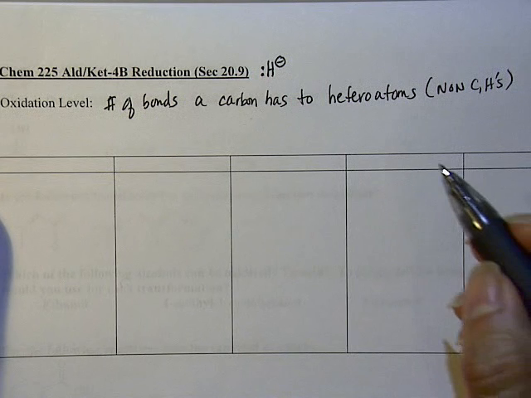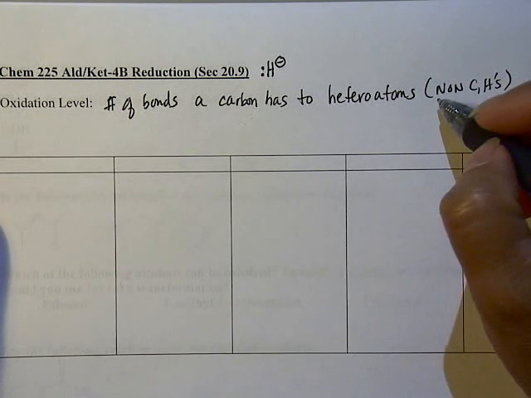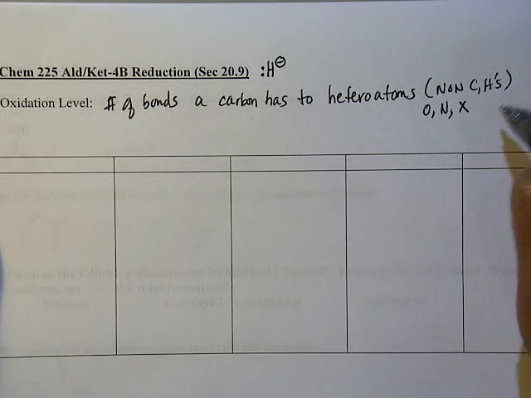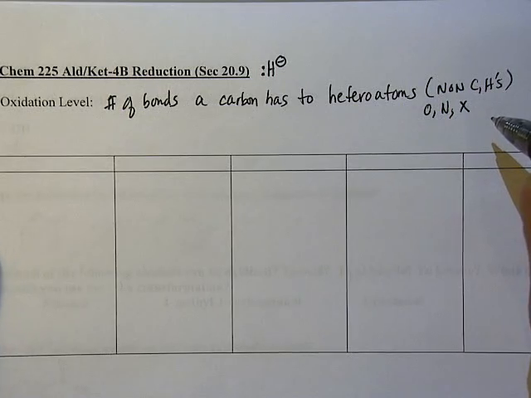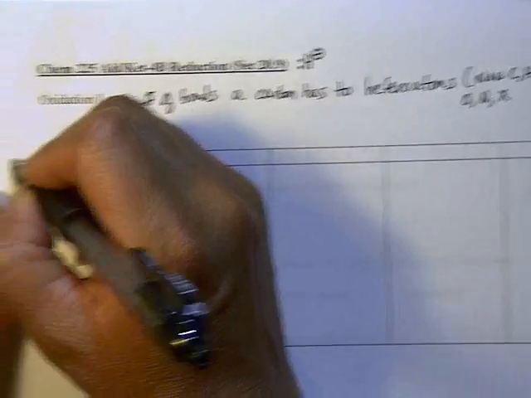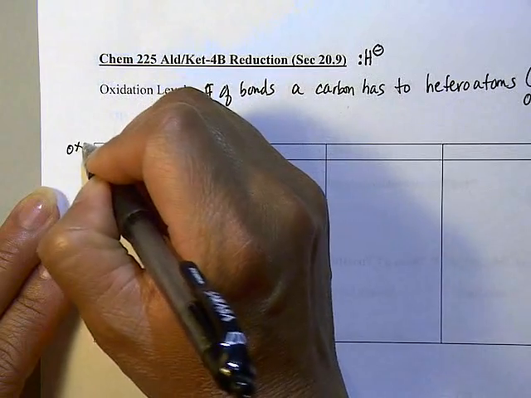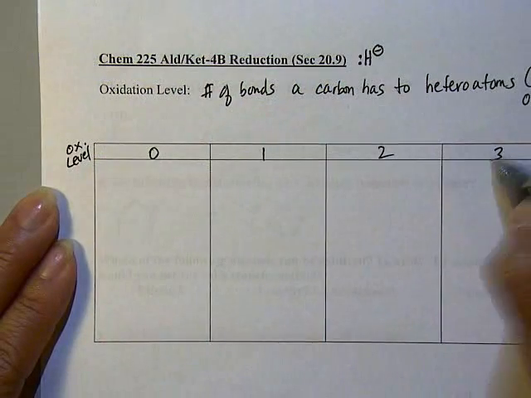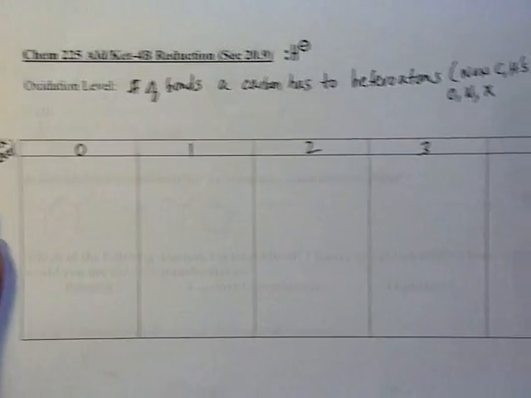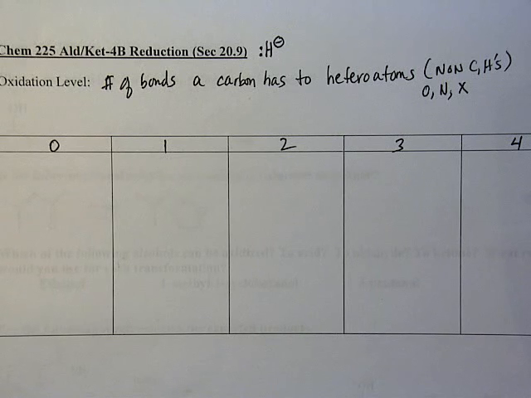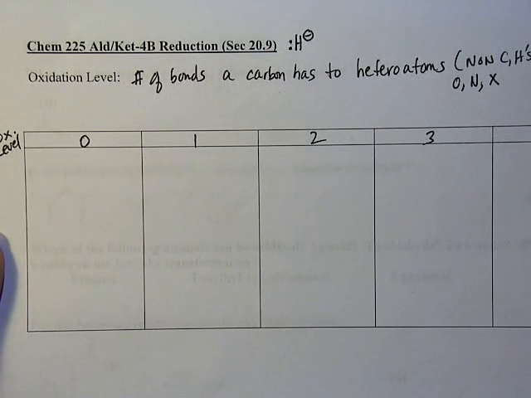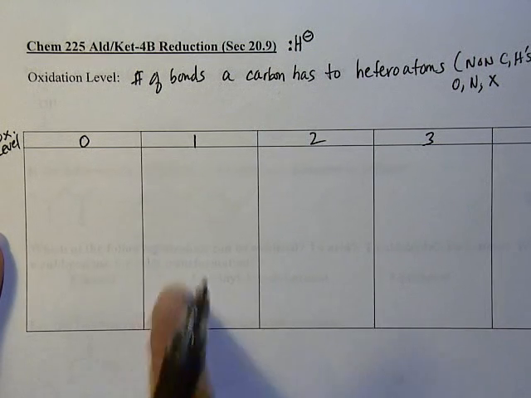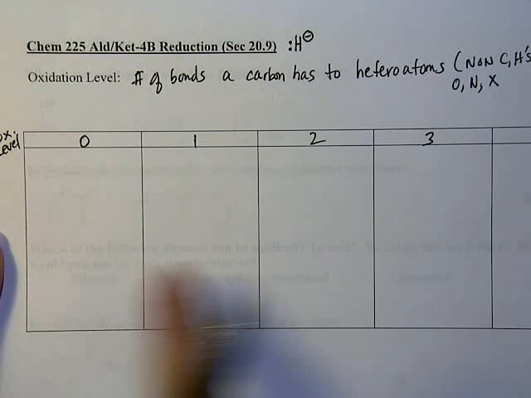The ones probably most commonly found attached to carbon are oxygen, nitrogen, and the halogens. All right. So here on the left, in this skinny box, I'm going to put the oxidation level, and I'm going to go from 0, 1, 2, 3 to 4 as the categories. And we're going to look at the different types of compounds that belong to, for example, oxidation levels 0, 1, 2, 3, and 4.